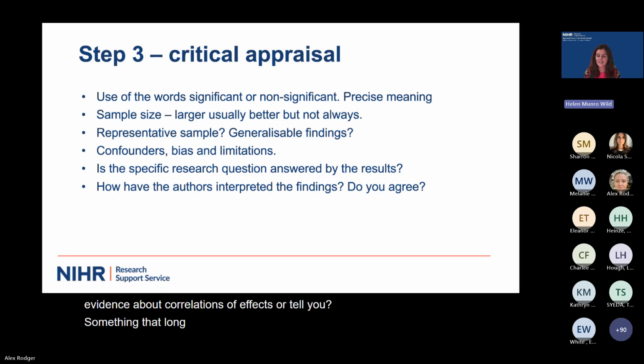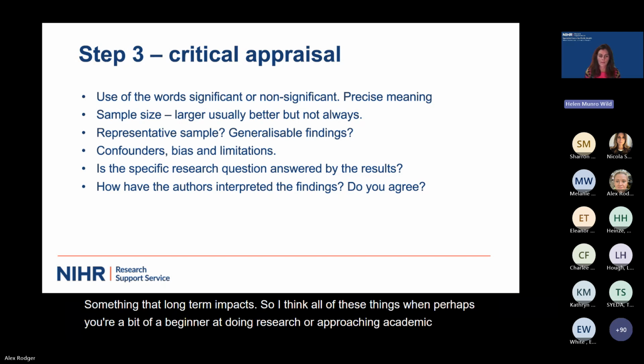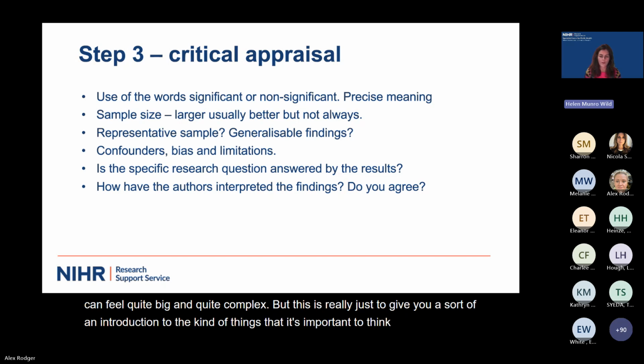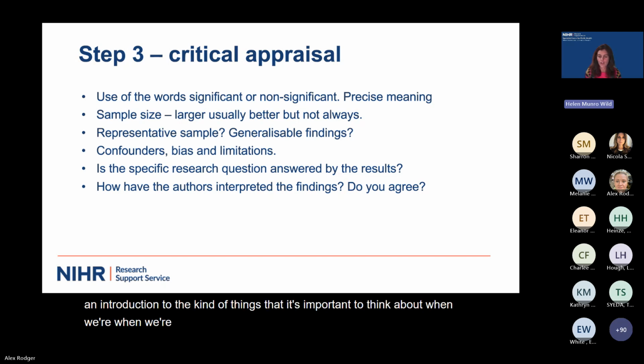So I think all of these things, when perhaps you're a bit of a beginner at doing research or approaching academic papers, can feel quite big and quite complex, but this is really just to give you an introduction to the kind of things that it's important to think about when we're reading a paper, especially in terms of whether the authors actually did what they set out to do.